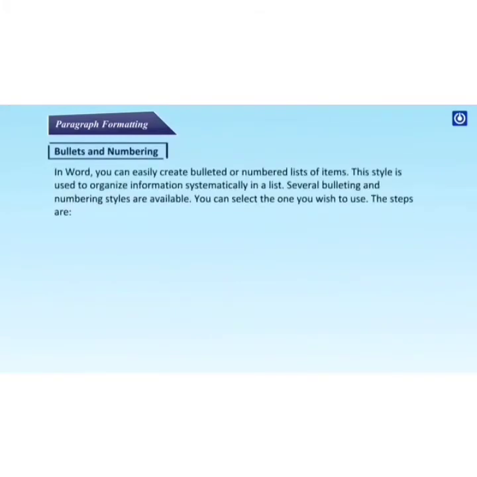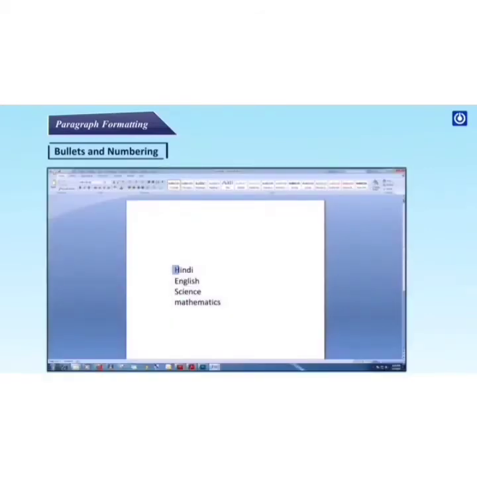The next thing is bullets and numbering. In Word, you can easily create bulleted and numbered lists of items. This style is used to organize information systematically in a list. Several bulleting and numbering styles are available. You can select one of your wish to use. The steps are: Step 1. Select the paragraph or place the cursor anywhere inside the paragraph. Step 2. Click the Home tab, and in the Paragraph group click on the Bullets, Numbering or Multilevel button.